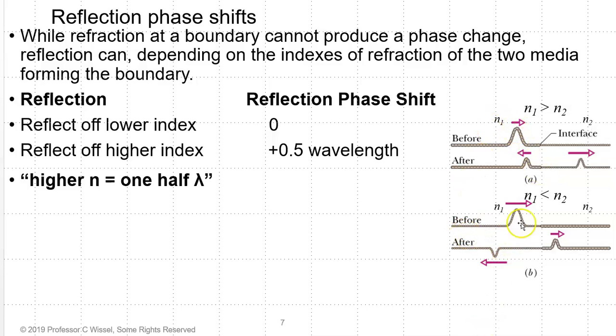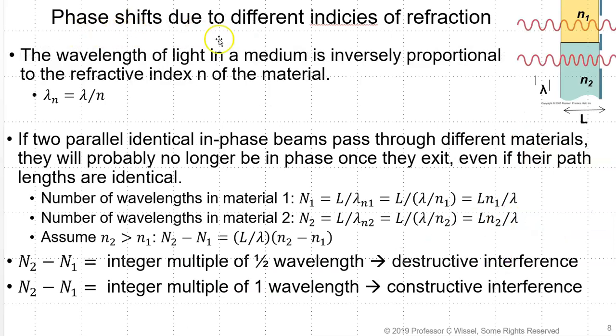If instead you have string here, rope here, so N1 of the string is going to be less than N2, and you send a pulse down that, it comes back off this interface with, I think, a 180-degree phase shift, or 1/2 a wave. So that's the reason it looks like it's upside down. Now, a wavelength of light in a medium is inversely proportional to the refractive index of the material. So lambda n equals lambda over n.